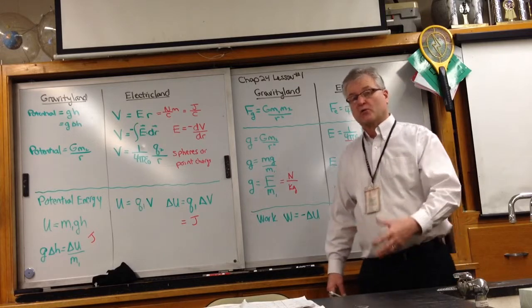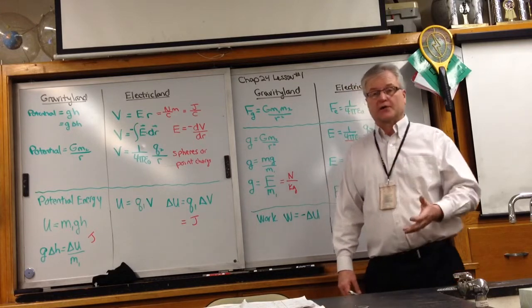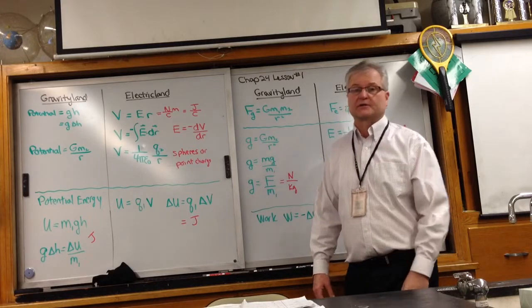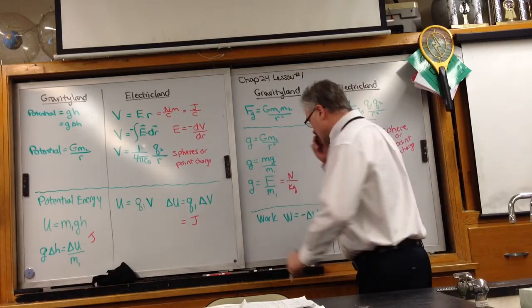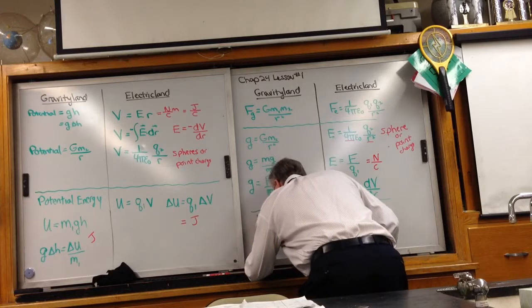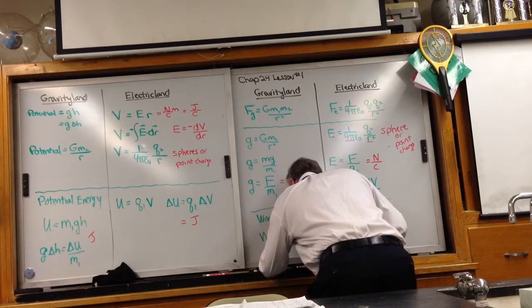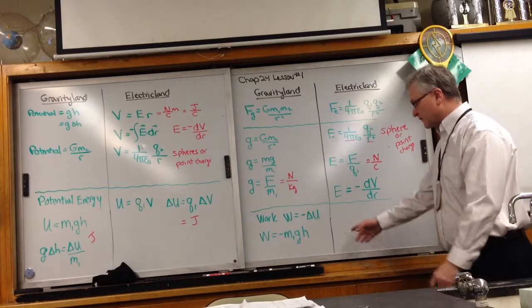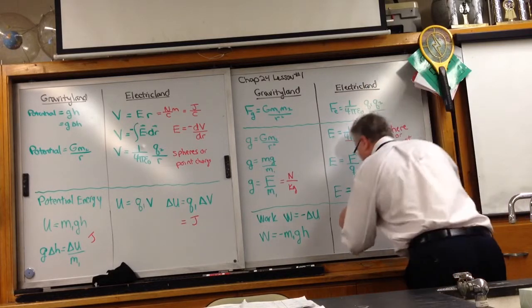So when we talk about work, the change in the potential energy is going to be equal to the opposite of the work that we're doing. And then we could cite some examples of that. So if we look there, work is equal to, in our analog, negative M1 G H, something along those lines. Now let's go over to electric land.